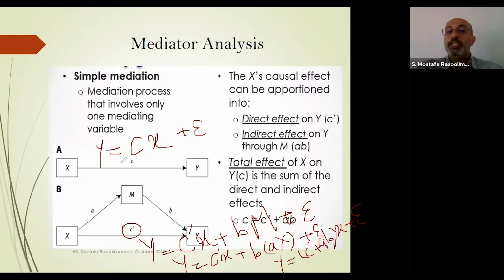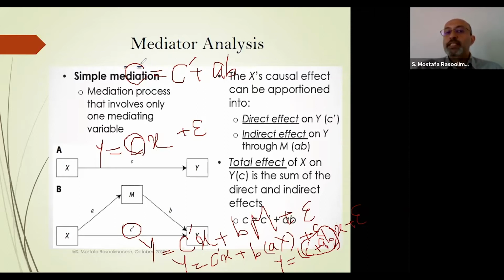If we compare with this equation, C will now be C prime plus AB, right? So C prime plus AB equals C. So C equals C prime plus AB.